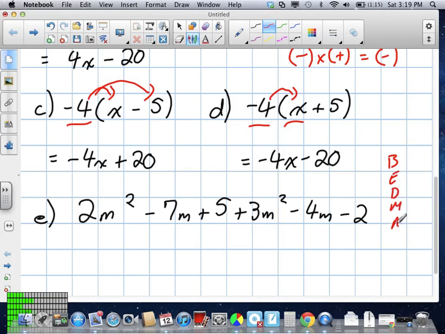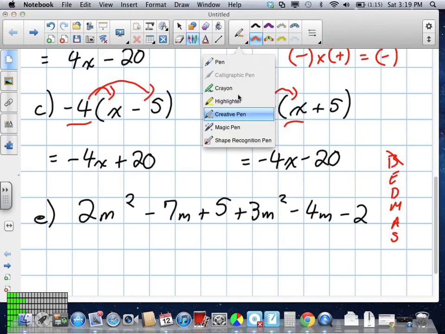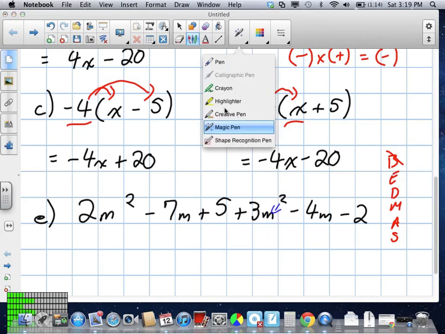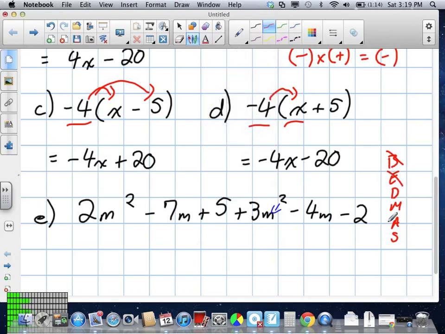Do I have any brackets? No. Nothing to do there. Do I have exponents? Yes, I do have exponents. Can I do anything with these exponents? This is 2 times m squared. Can I square m? Do I know what that number is? No, so I can't really do anything with that. Same with the one over here. This is an m squared. Well, I don't know what the value of m is. It's some unknown number. That's what m stands for. So I can't square it because I don't really know what it is. So there are exponents, but I can't do anything with them. So my exponents are gone.